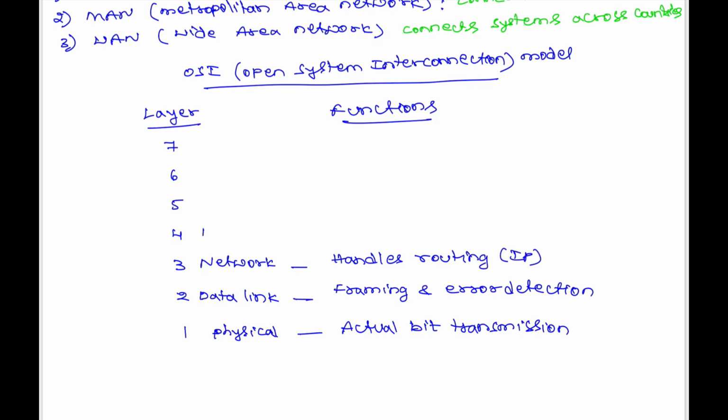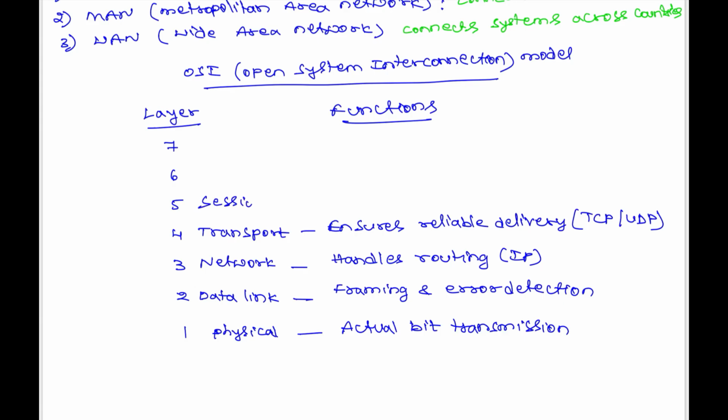The fourth layer is called the transport layer. It ensures reliable delivery. That is the TCP and UDP protocols. And the fifth one is called the session layer. The session layer manages the sessions.